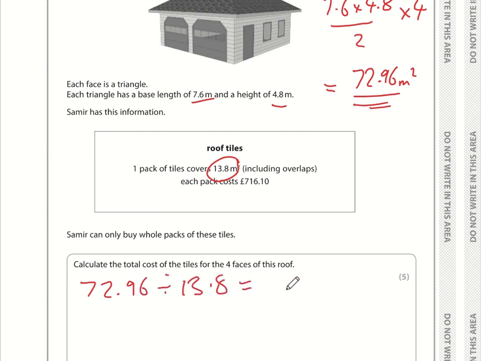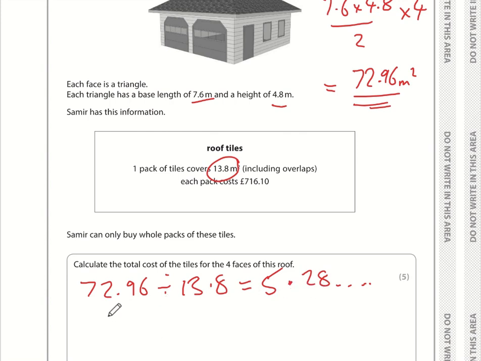And unfortunately this gives us a fairly horrible looking number, 5.28. Now this is closer to 5 than 6, but we're not going to round down to 5 because if we only get 5 packs then we will not have enough coverage for the whole roof. Better to buy too many tiles than not enough, so we're going to have to round this up to 6.